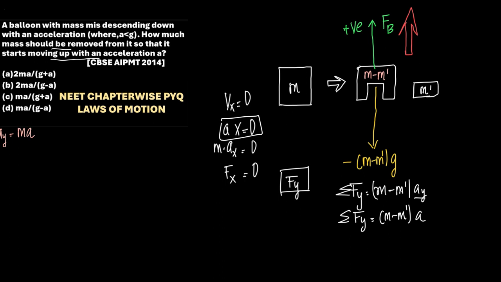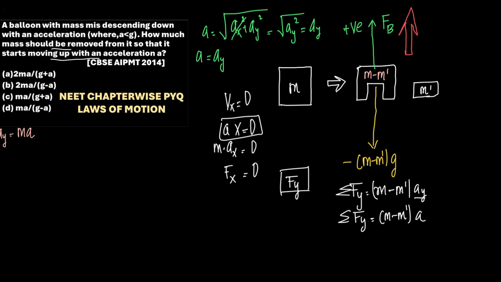Now, if you were to ask me how that comes, it's very simple. What is a equal to? a is equal to root of ax square plus ay square. ax square is 0, so this is equal to root of ay square, which is equal to ay. Therefore, I can write that a is equal to ay. That's the logic. Right. So we have sigma Fy is equal to m minus m dash into a. Yes, that's there. So what is sigma Fy now?